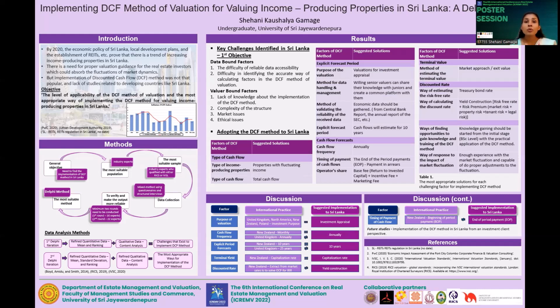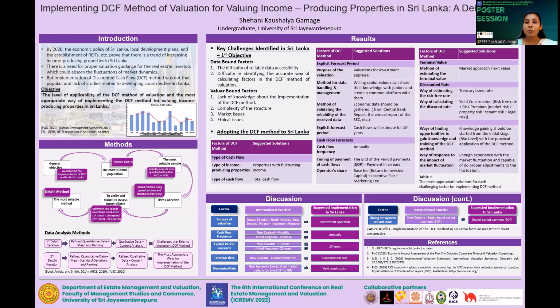And the most important findings of my research study concern the adaptation of the DCF method of valuation for valuing income producing properties in the Sri Lankan context. I identified those findings under key factors of DCF, which are the type of cash flow, explicit forecasting period, cash flow forecast, terminal value, and the discount rate. For example, under the type of cash flow, the most appropriate cash flow type, according to the opinion of the majority of the industry experts, is the total cash flow.